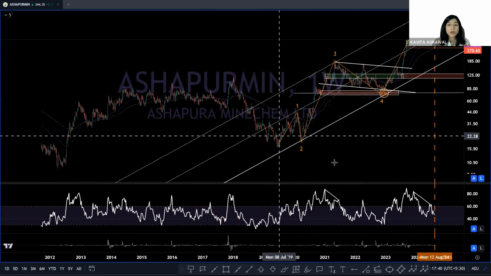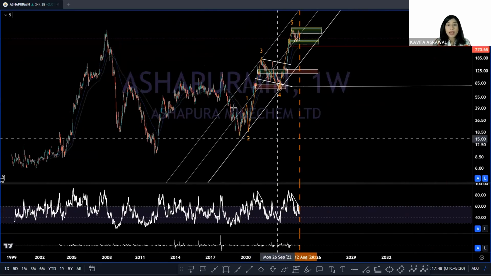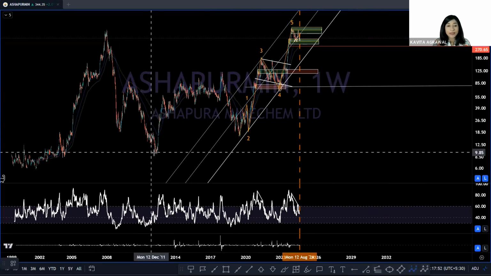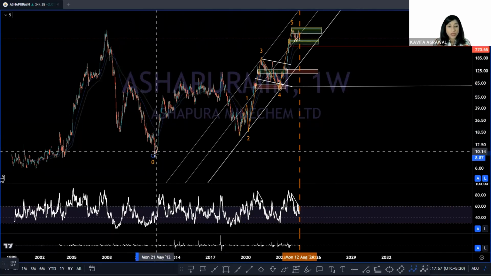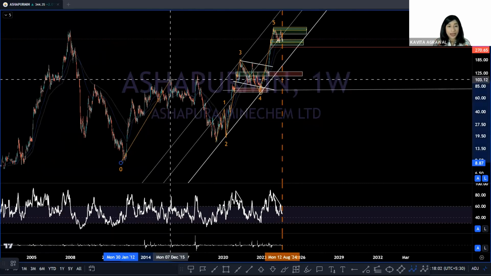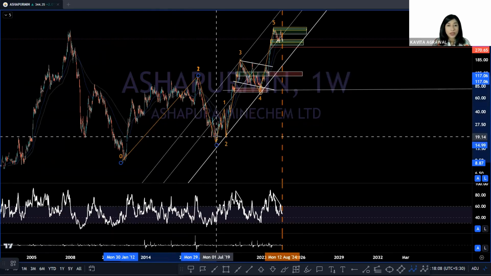With respect to the weekly time frame, however, my count would obviously be different. My count as per the weekly time frame suggests that a new rally has started from this point of time. So from all the way from this point back in 2012, the stock has started a fresh new rally, which might have peaked out here, difficult to say. This was a wave 2.